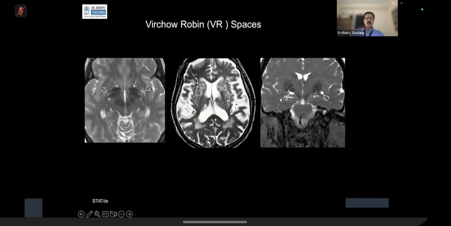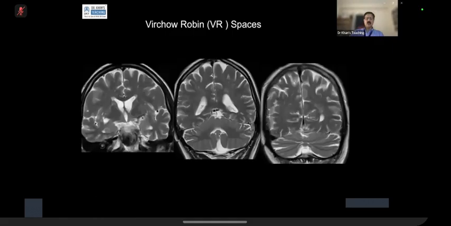Look at these small spaces. These are in the basal ganglia. Look at these ones. These are all Virchow-Robin spaces. Sometimes people confuse this type of thing as a lacunar infarction. It's not a lacunar infarction. It is a Virchow-Robin space. Look at the cortex. Look carefully here. You see this thing, how the CSF is as if going into the parenchyma.